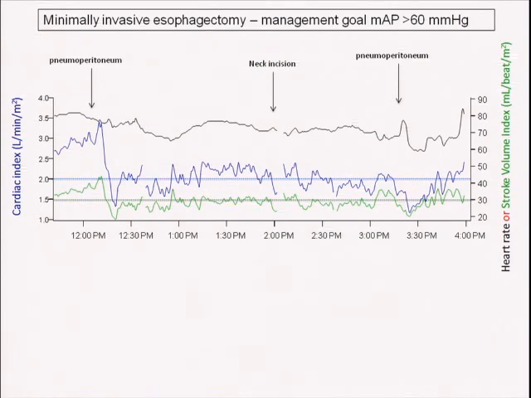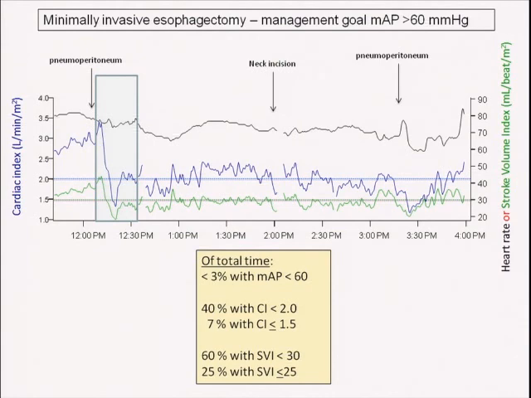Well, this is a minimally invasive esophagectomy, again, early in our course here, where the management goal is primarily maintaining mean arterial pressure greater than 60. The black is the heart rate, the blue is the cardiac index, and the green is the stroke volume index. A general idea has been to try to keep our cardiac index above 2, and if you look in the literature, there have been approaches to keep stroke volume index above 30. Here's what we see again. Here's the pneumoperitoneum with a sharp drop in the cardiac index and a sharp drop in the stroke volume index.